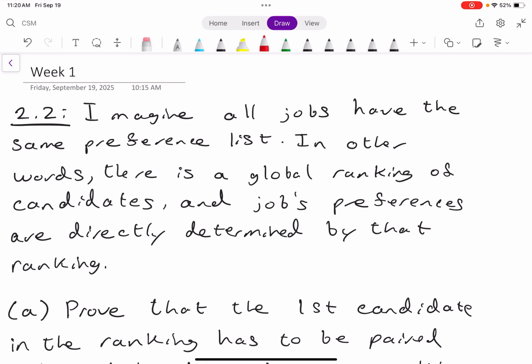In today's video, we'll be walking through problem 2 of stable matching on the week 1 worksheet. The problem statement is as follows. Imagine all jobs have the same preference list. In other words, there is a global ranking of candidates and jobs' preferences are directly determined by that ranking.